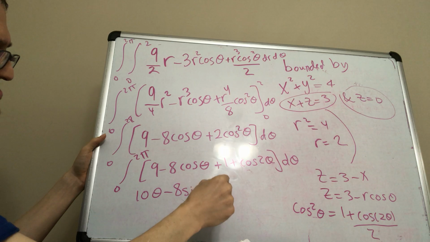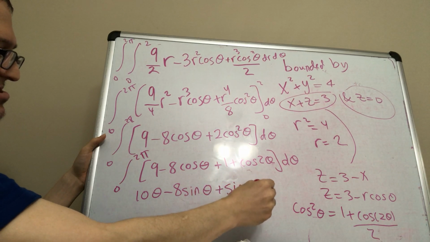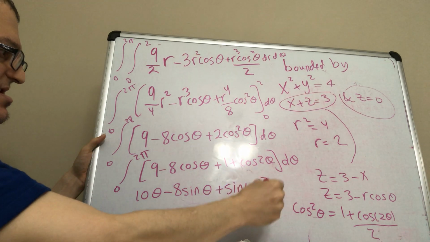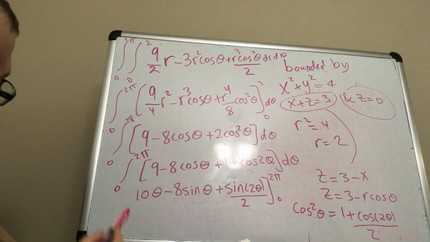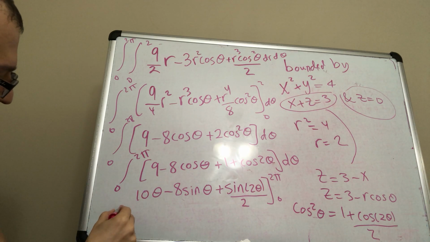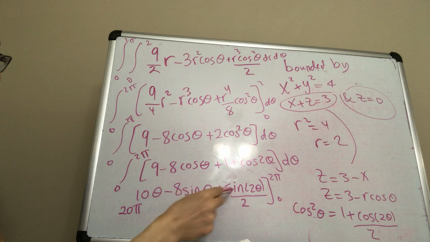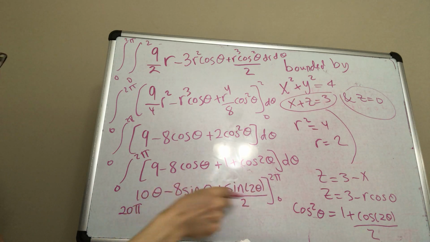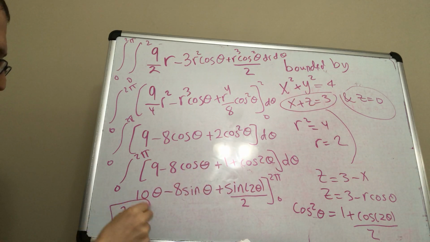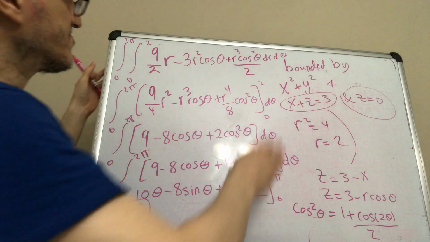And the integral of this would be sine 2 theta over 2. I need to put the 2 pi and the 0. Put 2 pi here, gives you 20 pi. Sine of 2 pi is 0. Sine of 4 pi is 0, cancels, minus, put the 0, cancels. The answer would be 20 pi. Okay.